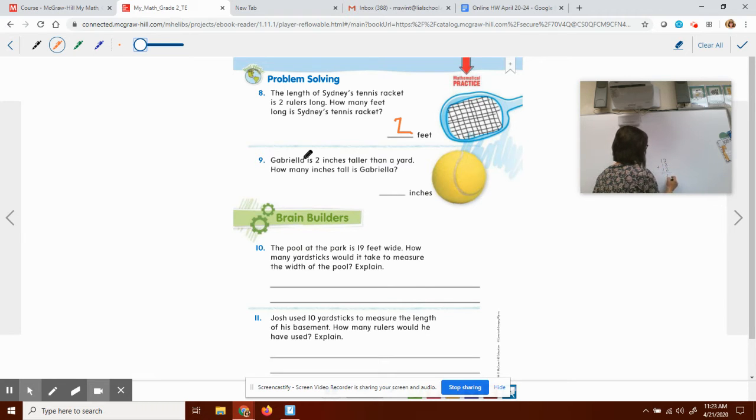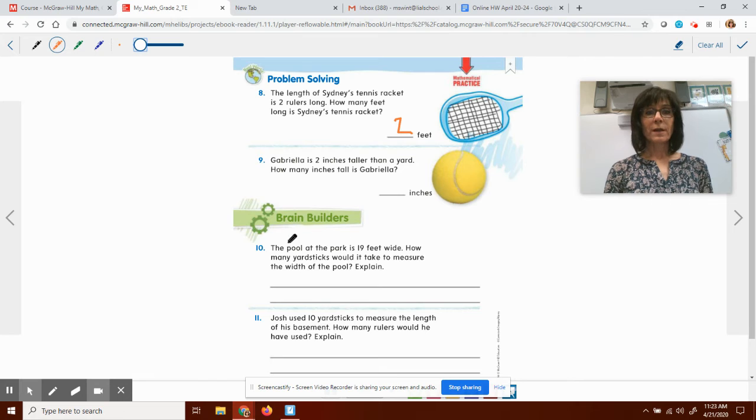2, 4, 6. 1, 2, 3. But she's 2 inches taller. So I need to add a 2 to the 36. And you guys can do this because you know 6 plus 2 is right. And you know 3 plus nothing is all right. So you are going to write down the correct answer for number 9.